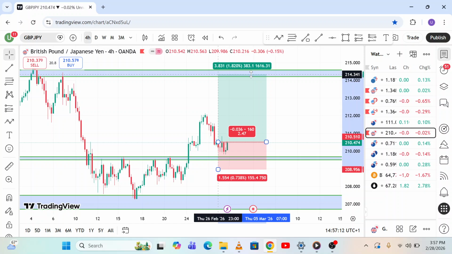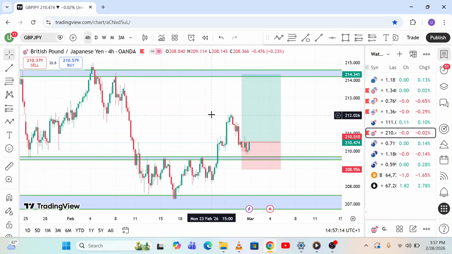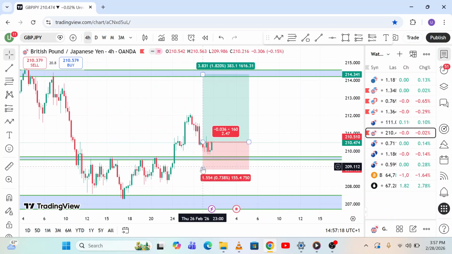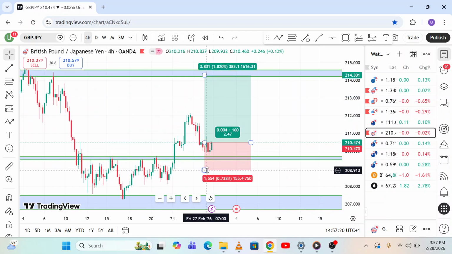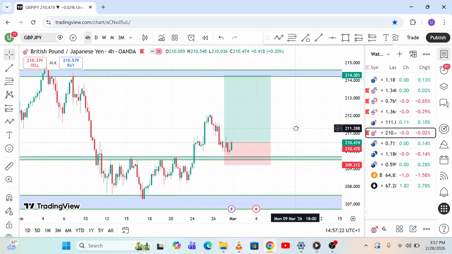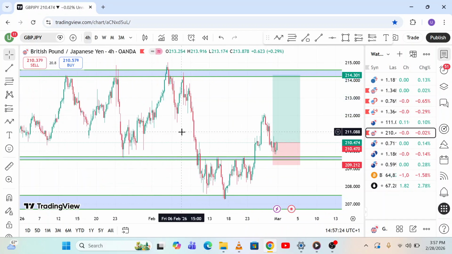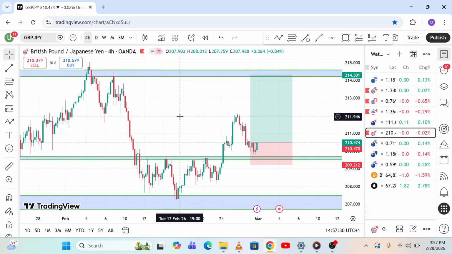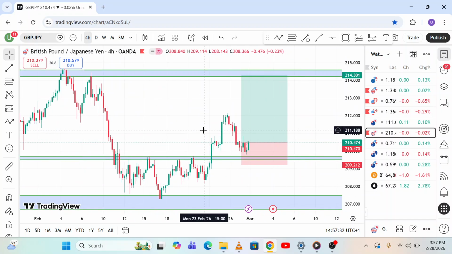We can enter for a buy here, targeting a risk to reward of 2.5, or we can even make the stop loss smaller like this, so that we can target a risk to reward ratio of 3. This is a very clear buying signal in GBP JPY.